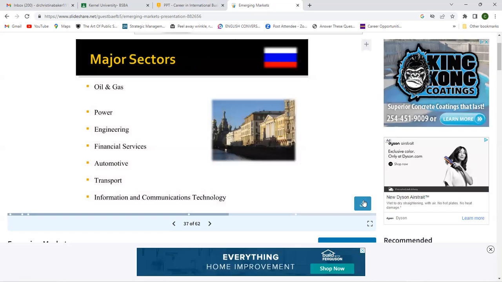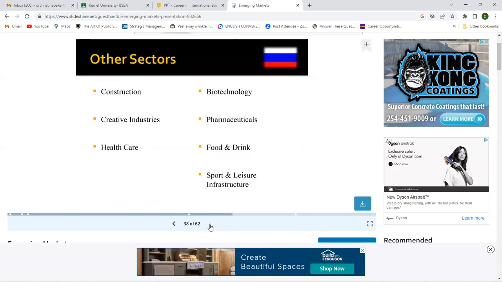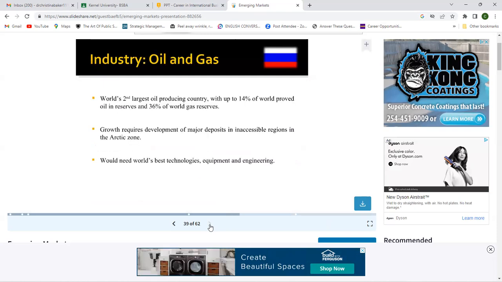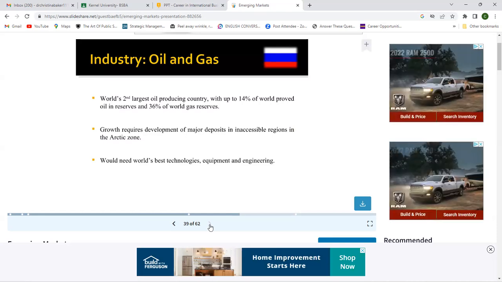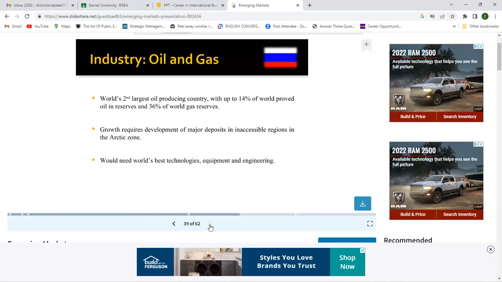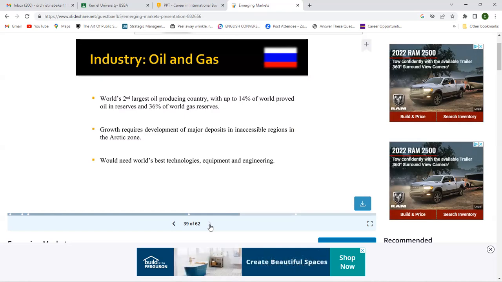We have oil and gas, power, engineering, financial services, automotive, transport, information and communication technology, construction, creative industries, healthcare, biotechnology, pharmaceuticals, food and drink, sport and leisure, infrastructure. It is the world's second largest oil producing country, with up to 14% of the world's proved oil reserves and 46% of the world's gas reserves. Growth requires development of major deposits in inaccessible regions of the Arctic zone, which would need the world's most advanced technologies, equipment, and engineering.